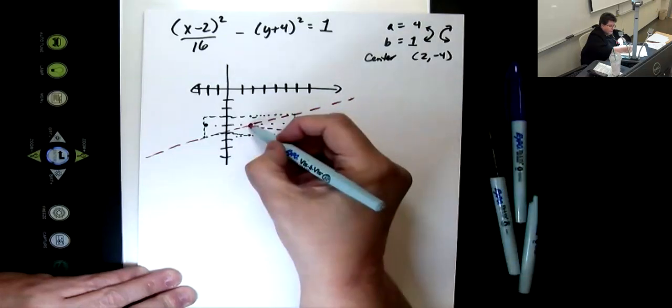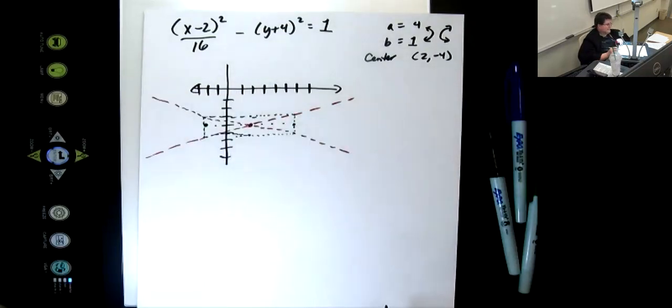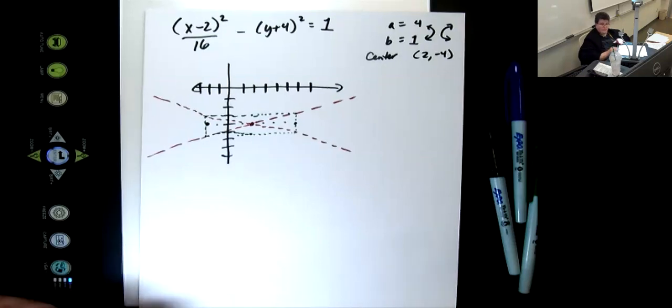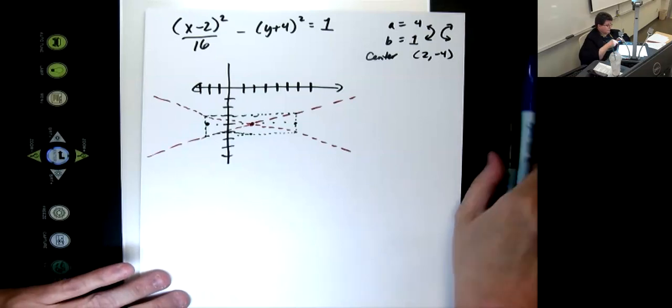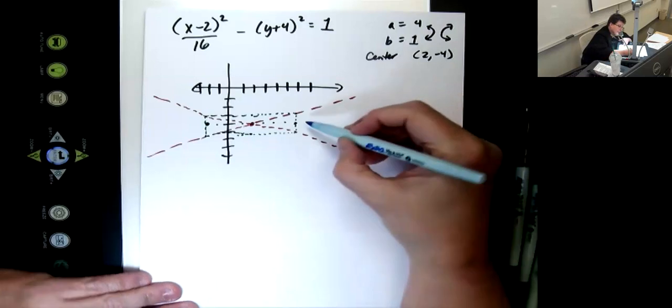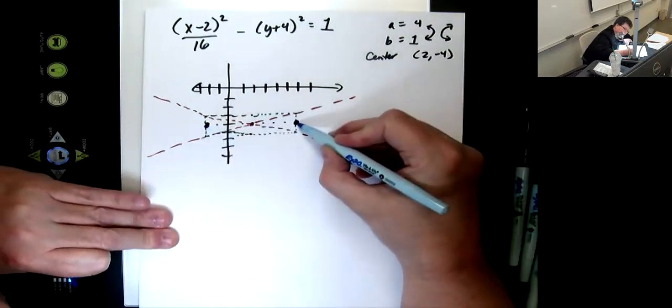I recommend when you're doing the asymptotes, start at the center and draw toward the corners. That's the easiest way to end up with a straight line. If you try to start outside the box and draw inward, you're going to get it wrong. It's going to look bad. We said left and right, so we're going like this.